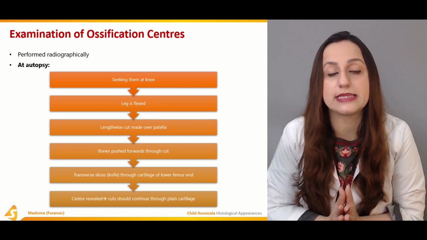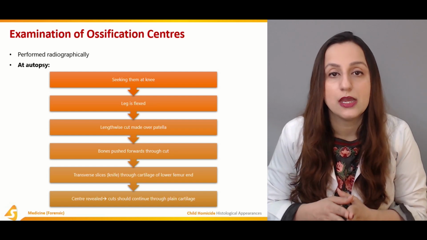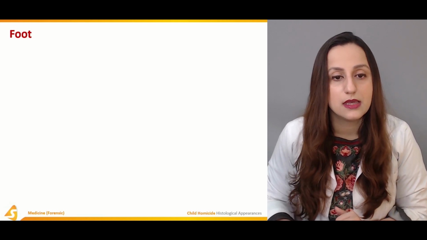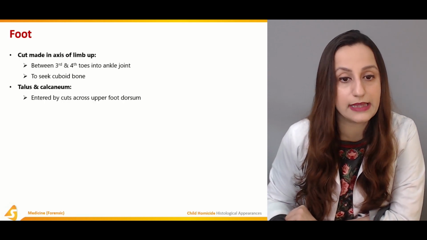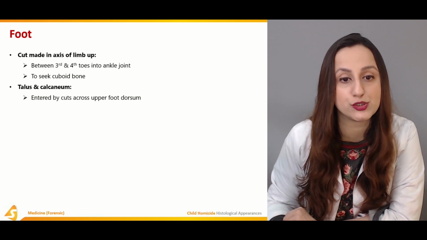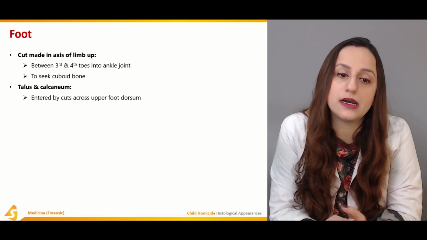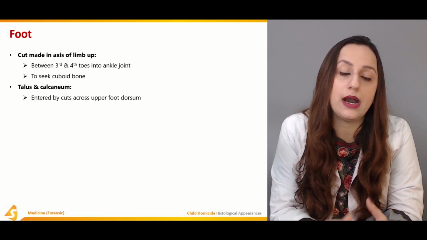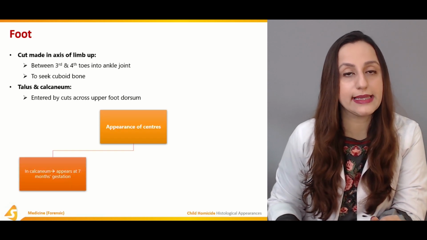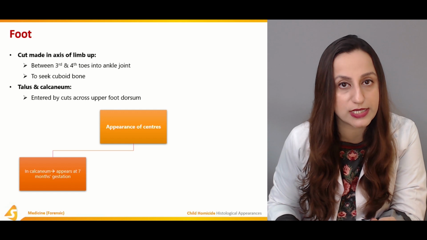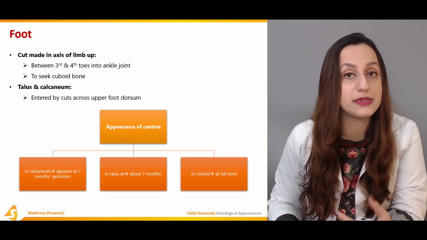These ossification centers are basically dealt with at autopsy level, not in a living person, of course. So when we are talking about the foot, the cut is made in the axis of the limb between the third and the fourth toe into the ankle joint, and then to seek the cuboid bone, talus and calcaneum, it is entered by a cut across the upper foot dorsum. The center in the calcaneum appears at 7 months gestation. In the talus, it appears about 7 months, and in the cuboid, it appears at full term.